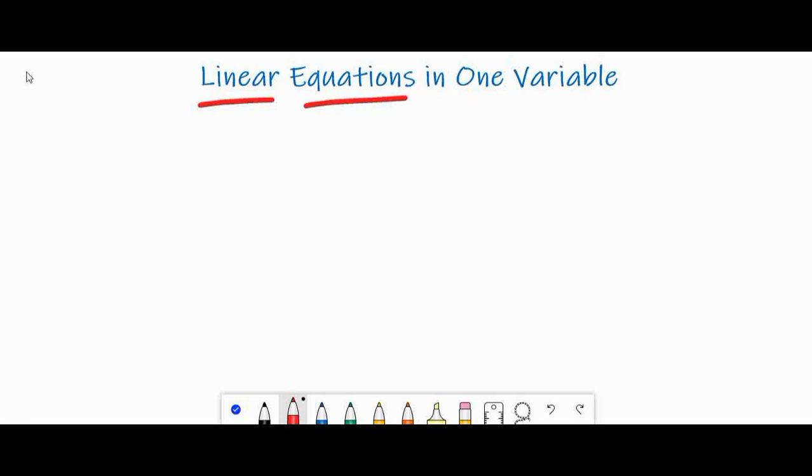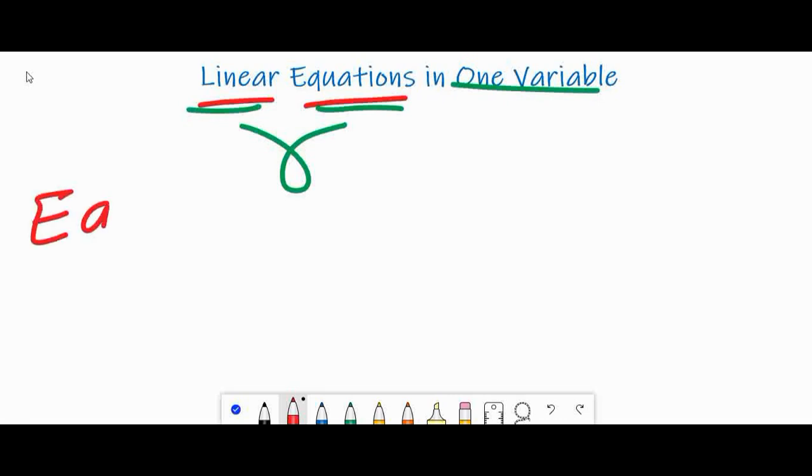First, we'll learn about what linear is. Then we'll learn about what equations are, and then we'll learn about the entire concept of linear equations in one variable, and then we'll get into problems that involve only one variable in linear equations. So we'll start off with learning about what the words linear and equation mean. We'll start off with equation.